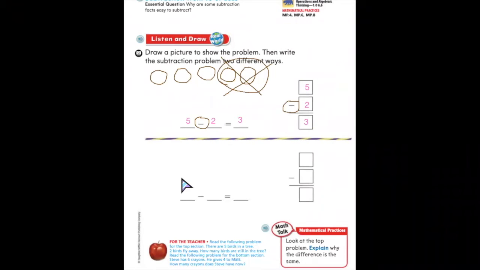Let's listen to another word problem. Steve has 6 crayons. He gives 4 to Matt. How many crayons does Steve have now? Once again, I want you to try to draw that problem on your own. 6 crayons, and then the boy gives 4 to Matt. Pause the video here and try your best to draw that word problem. Then when you're finished, you can unpause the video.